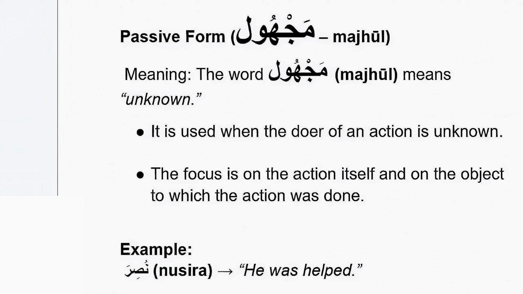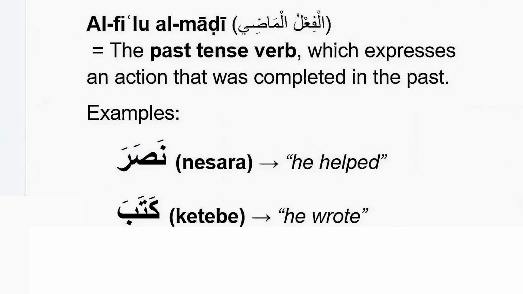If the doer is unknown or not mentioned, it is called majhul, passive, meaning, for example, Zayd wrote the letter. The doer is specified. In this case, the doer is Zayd. If we say the letter was written, then the doer is unknown, i.e. passive. Nasara is related to the known form. It is known that someone helped. We are talking about a third person. The form of the verb changes depending on whether the doer is specified or not.